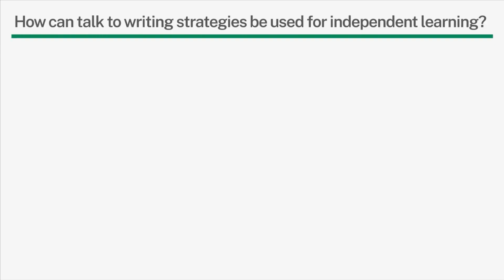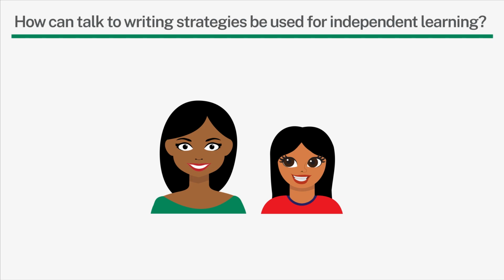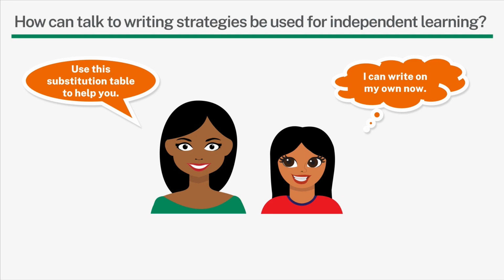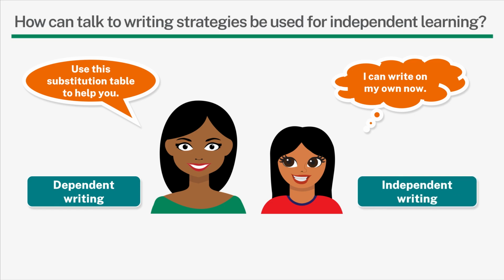How can talk to write strategies be used for independent learners? Providing learners with a prepared substitution table or a speaking frame to complete a writing task enables them to write with developing independence and empowers them to confidently make the transition from dependent to independent writing.